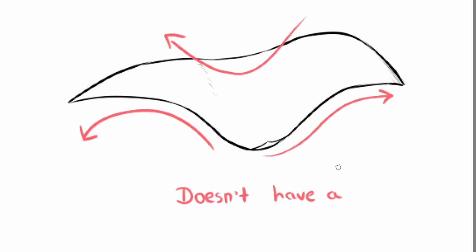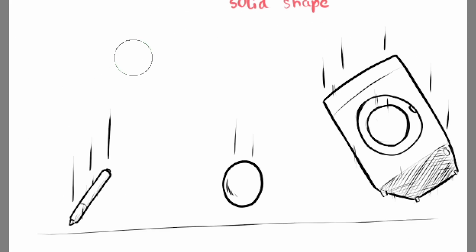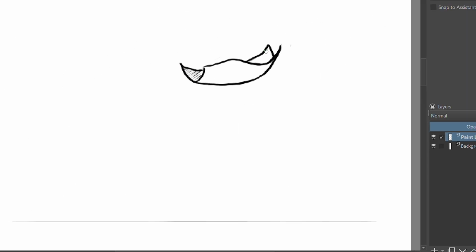For the purposes of this video, I will not be using the words clothes or cloth. The word I will be using is fabric. Fabric is such a massive challenge for artists because unlike other solids, fabric doesn't have any structural integrity. If you drop a pen or a ball or a washing machine, it still maintains its shape. However, fabric will just crumple and flatten.